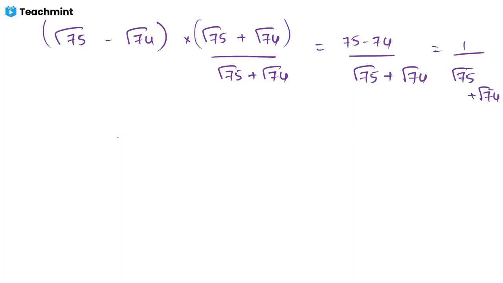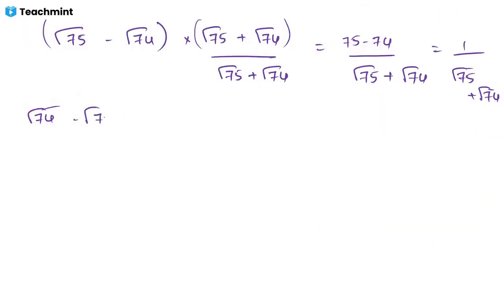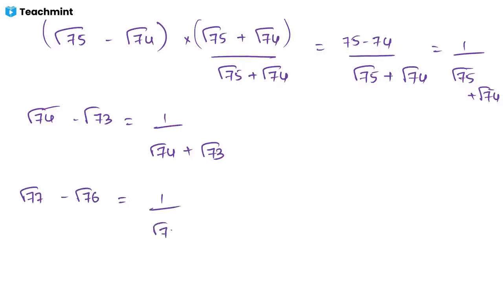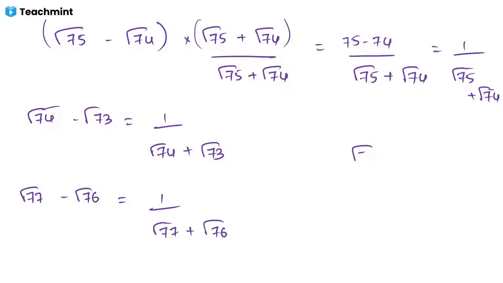Right. Similarly, root 74 minus root 73, if you just solve, we'll get this as 1 upon root 74 plus root 73. There are many methods, this is the other one. And root 77 minus root 76 is 1 upon root 77 plus root 76, my dear friends, right? Whereas the other one, root 76 minus root 75 is 1 upon root 76 plus root 75, right?